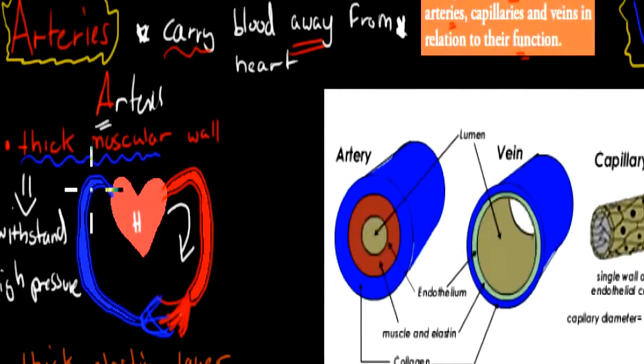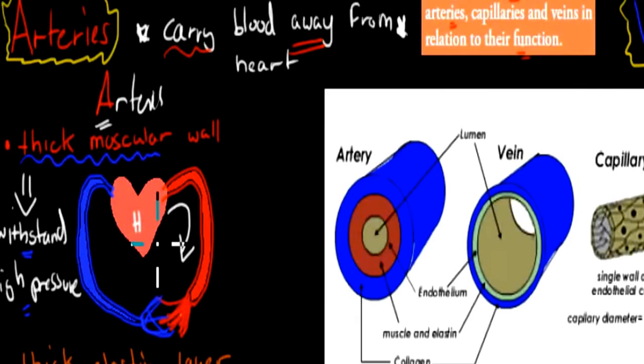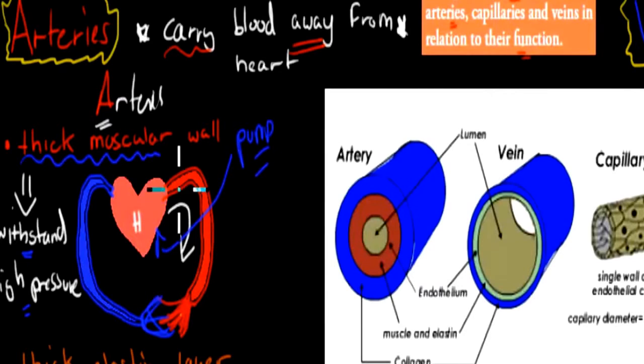And the reason why is because they have to withstand high pressure. So the function of arteries is they have to actually be able to withstand high pressure. And you can imagine why. Because the heart itself is like a pump. And you can imagine anything pumping would apply a lot of pressure. So if these arteries have to handle all that blood, if they are not strong enough, they would actually rupture.